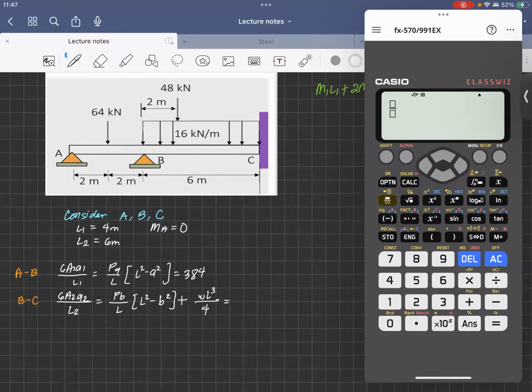So, we have, the first one, we have P, so 48, PB. No? Ang PB is the right side. So, kung this is 2, no, ito yung A, ito naman yung B. So, the value of B is 4. So, 48 times 4 over the total length na 6 times L squared minus B squared, 6 squared minus 4 squared plus WL cube over 4. Your W is 16. Your L is 6 cube over 4. So we have 1504.